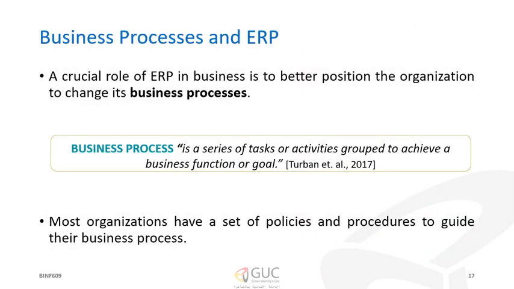An important role of ERP in business, beside integration of applications and organization information, is to position the organization to change its business processes. As defined, a business process is a series of tasks or activities grouped to achieve a business function or goal. For example, order processing may include such tasks as taking an order, checking inventory, and preparing invoice. Most organizations have a set of policies and procedures to guide their business process. So let's differentiate between policy, process, and procedures.